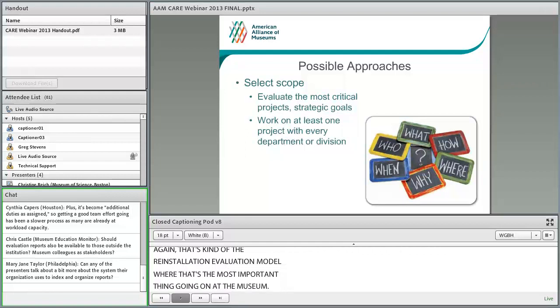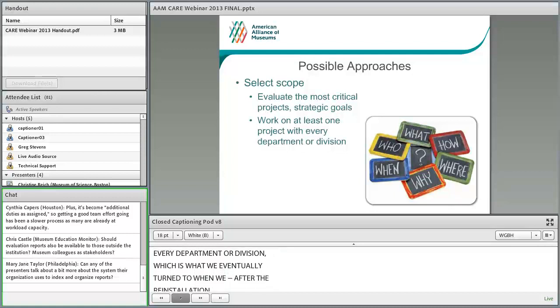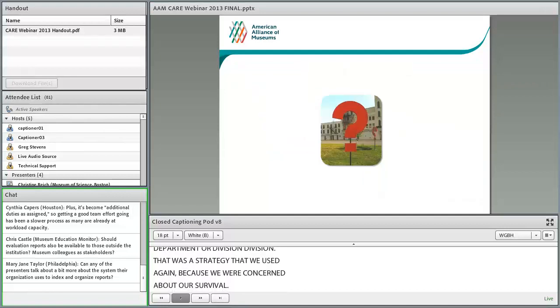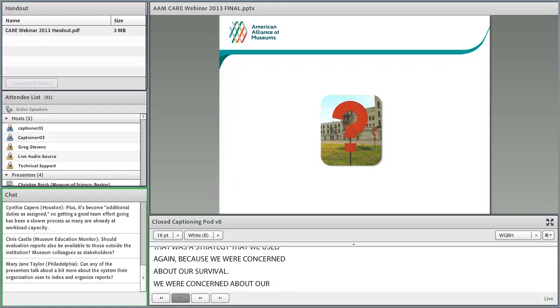Another model would be to work on at least one project with every department or division, which is what we eventually turned to after the reinstallation. Again, the overall strategy was to touch as many different areas and staff members as we could, in hopes of demonstrating the value of evaluation for the entire museum, not just a single department or division. That was a strategy that we used, again, because we were concerned about our survival. We were concerned about our sustainability, given the financial challenges of the museum.